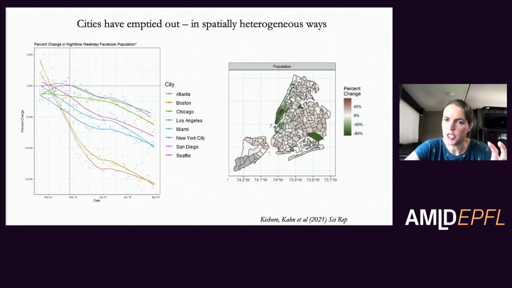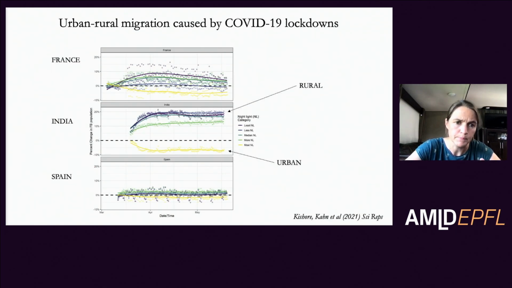This happened in heterogeneous ways. So this is a map of New York looking at the percent change of nighttime users. And you can see that Manhattan really emptied out in the month or so following the lockdown, whereas in the neighborhoods further out from Manhattan, people didn't leave. The population stayed relatively stable.